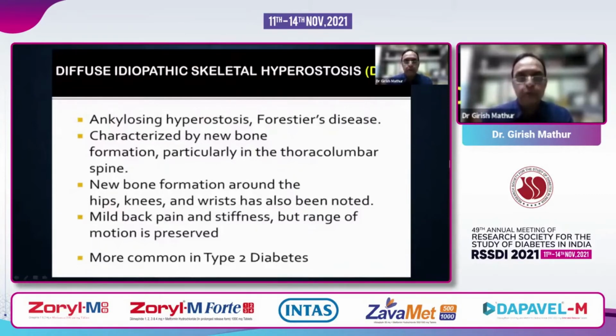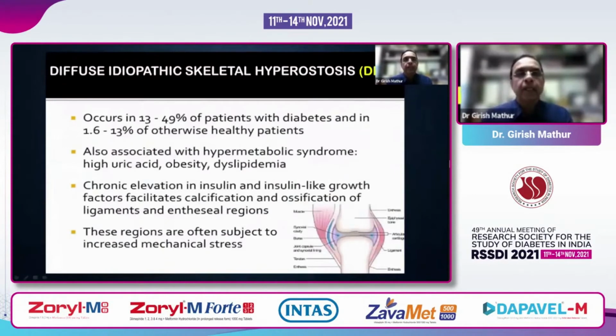It is more common in type 2 diabetes and occurs in 13 to 49% of patients with diabetes and in 1.6 to 13% of otherwise healthy patients. It is also associated with hypermetabolic syndrome, high uric acid, obesity, and dyslipidemia. There is a chronic elevation in insulin and insulin-like growth factors, which facilitates calcification and ossification of ligaments and enthesial regions. These regions are often subjected to increased mechanical stress.